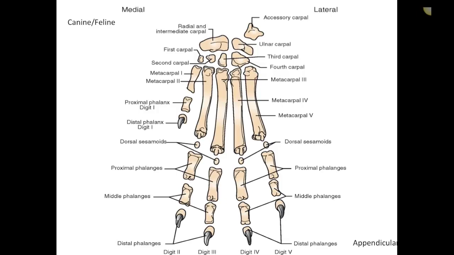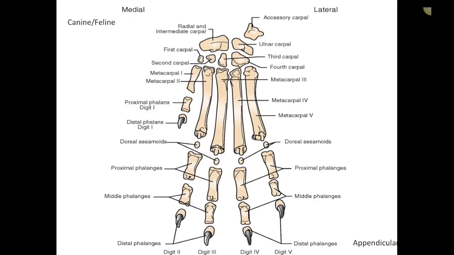Please note that the dew claw only has 2 phalanges. It doesn't have a middle phalanx. So it has P1 and it has P3. Now, how does this compare to the back foot, the hind foot?